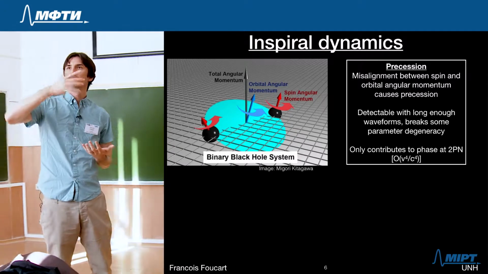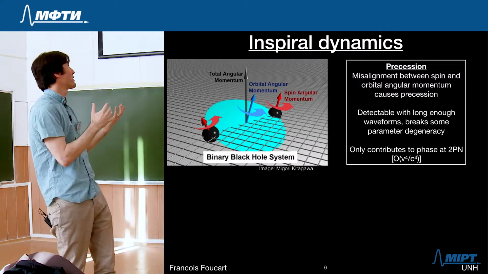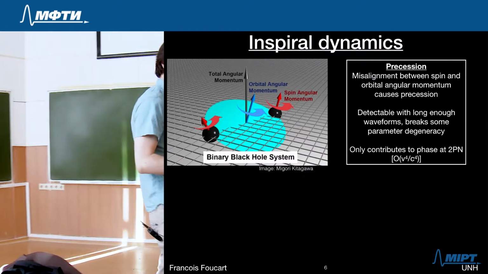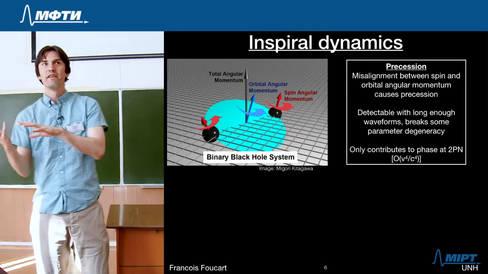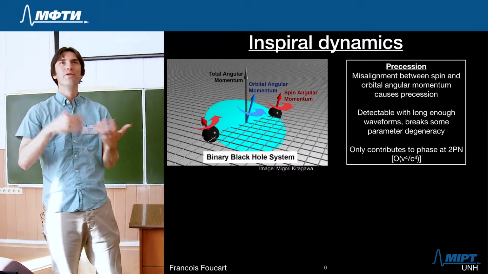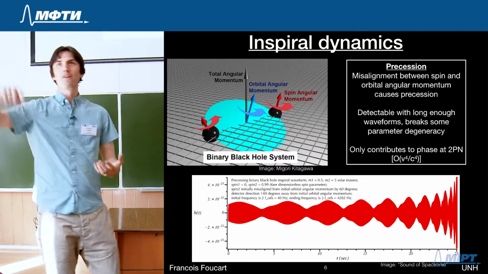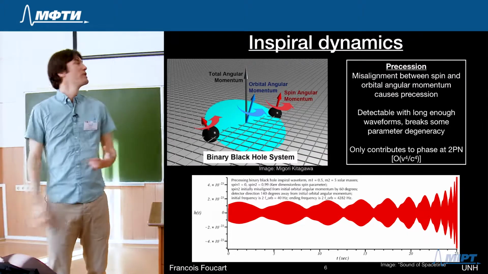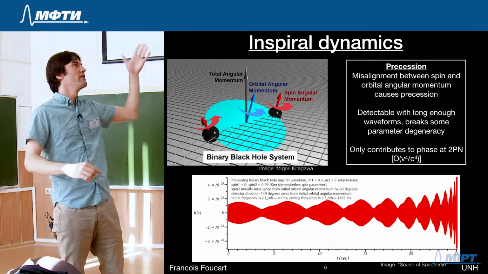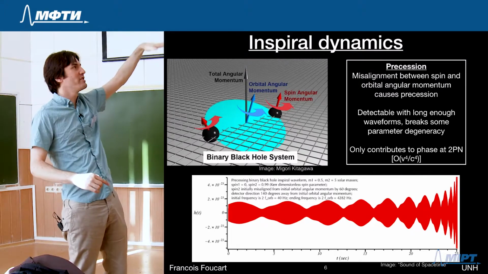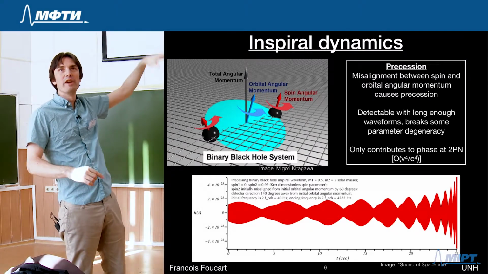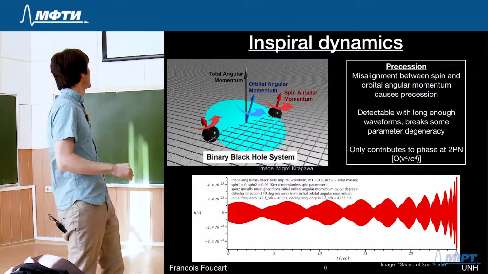So the orientation of the binary, because of that misalignment of the spin, is going to change over time. And because the orientation of the binary changes the amplitude of the waves in different polarizations, you are going to end up with that kind of modulated signal, where sometimes the binary is seen nearly face-on, sometimes it is seen nearly edge-on, and that modulates the amplitude of the gravitational wave signal.